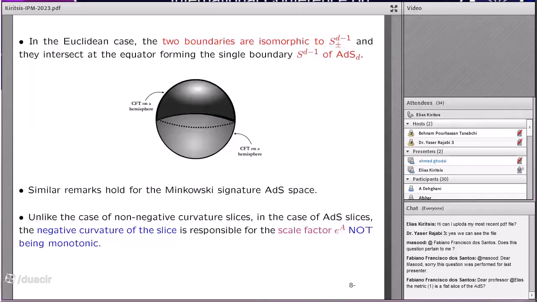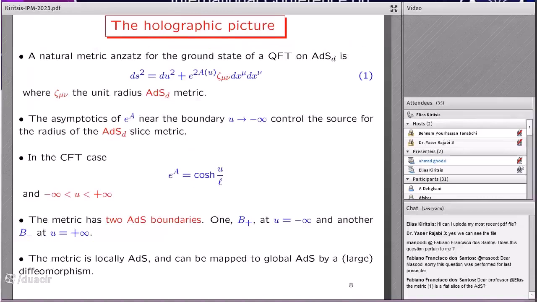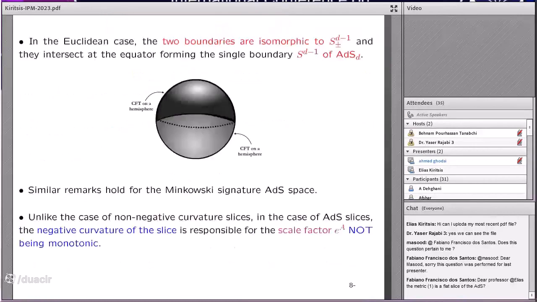This is, of course, the picture if you have a Euclidean signature, and similar remarks hold if you have a space of Minkowski signature. Now, unlike the case of non-negative curvature slices, that is when you put a quantum field theory on either a flat or a positive curvature manifold, the negative curvature of the slices here is responsible for the scale factor to be not monotonic. This is already seen in the simplest AdS solution. This cos starts at infinity at one boundary, goes down to a minimum, and then goes back up.